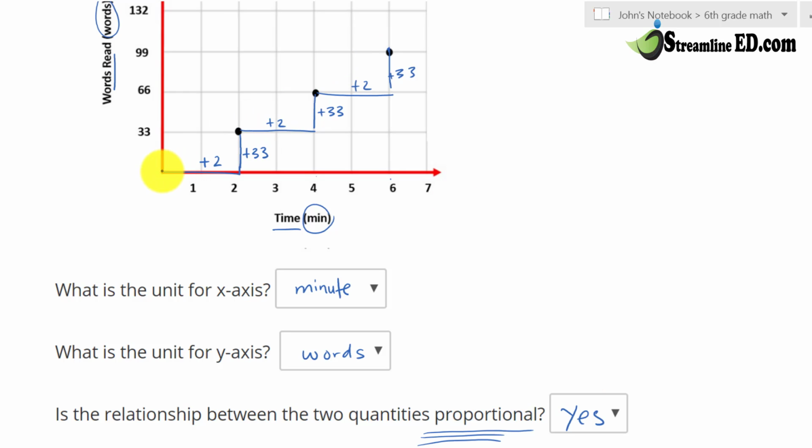But here's a shortcut to determine if the graph is proportional. You take the line and you draw the line between the dots. And what do you notice? They are interconnected and make a straight line. That tells you it is proportional right away.